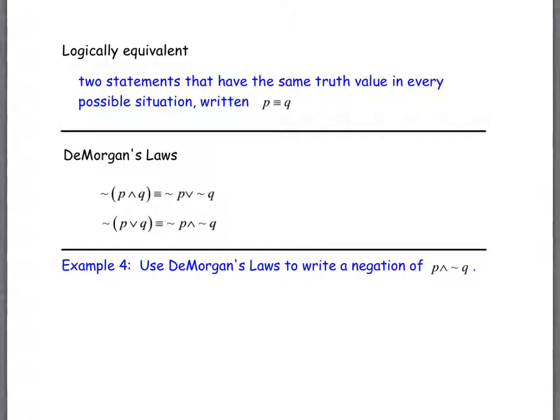And below you see what are called De Morgan's laws. De Morgan was a mathematician. De Morgan's laws actually are an example of logically equivalent statements. The value on the left is logically equivalent to the value on the right. In other words, if you were to create a truth table for this piece on the left, and you were to create a truth table for this piece on the right, the very last column of the truth tables of each of their two truth tables would match. They are logically equivalent to each other.